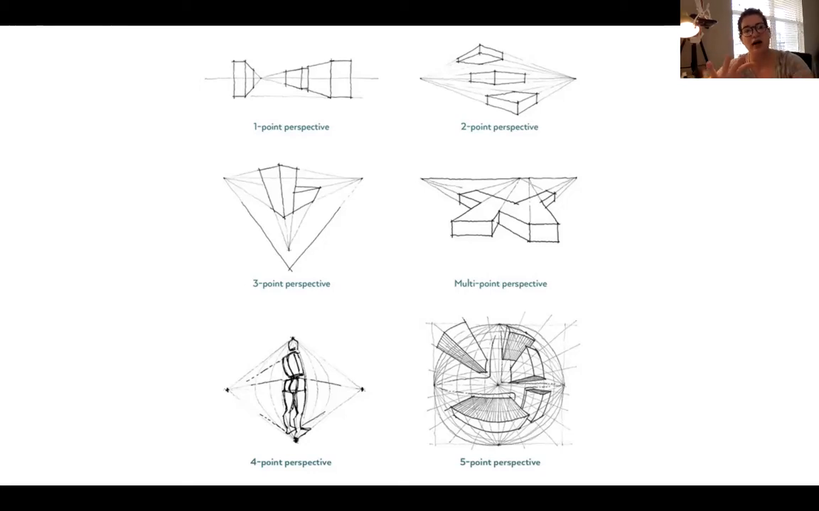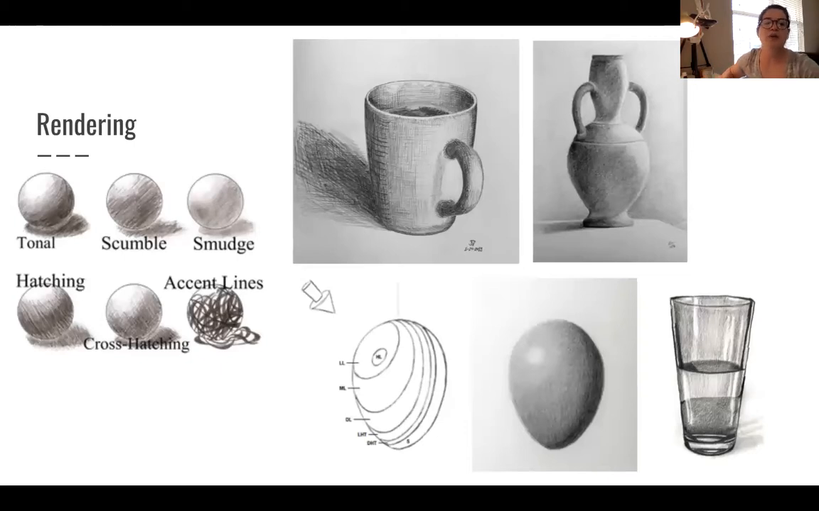Okay, so this is, again, a lesson for a different day, but I just wanted to mention the term perspective so you have it in your mind in relation to drawing. And then, of course, we have rendering. Rendering is where we're actually applying value and mark making. And there's a whole bunch of different ways to apply marks onto our paper to get different looks.